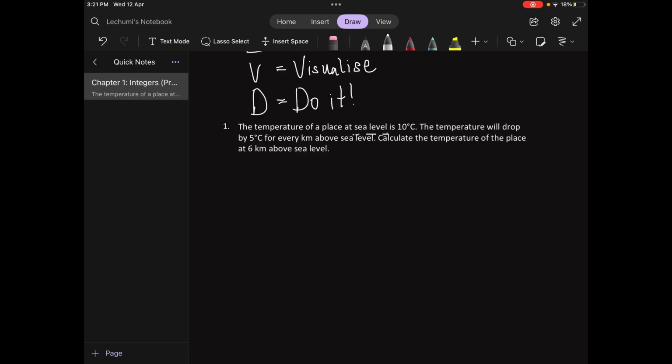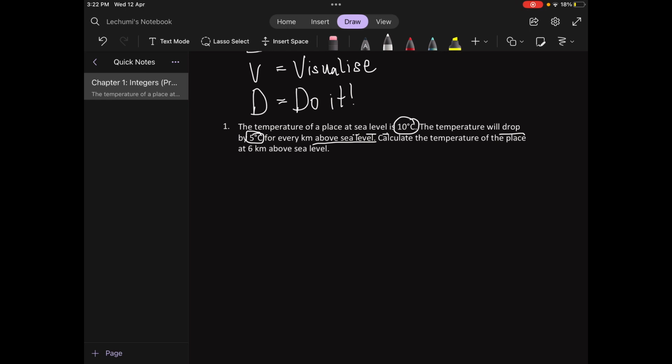So let's begin. The temperature of a place at sea level is 10 degrees Celsius. The temperature will drop by 5 degrees Celsius for every kilometer above sea level. As you read along, it's better to underline any keywords that you find important, so that it's easier for you to visualize what's happening. Calculate the temperature of the place at 6 kilometers above sea level.